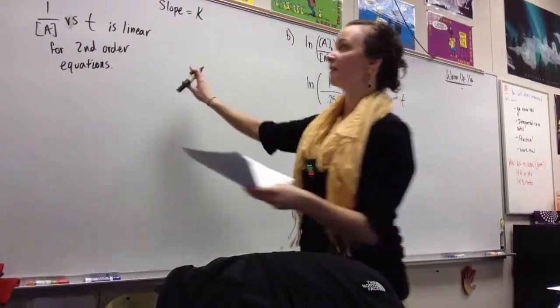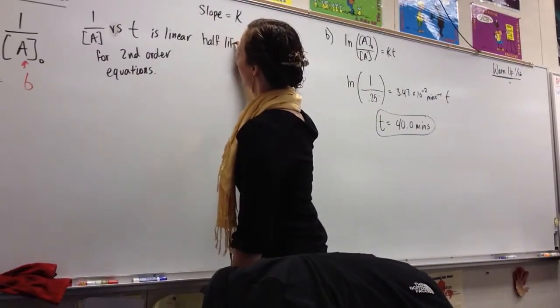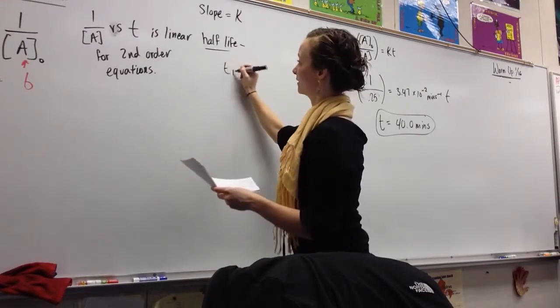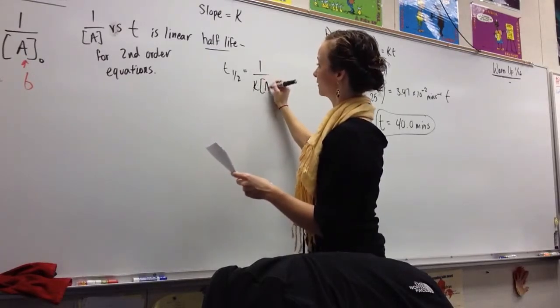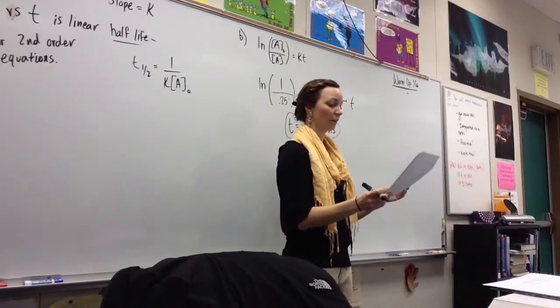And then the half-life for second order reactions is a little bit different. The t 1/2 is equal to 1 over k times the initial concentration. So now we need to use k and the initial concentration for the half-life.